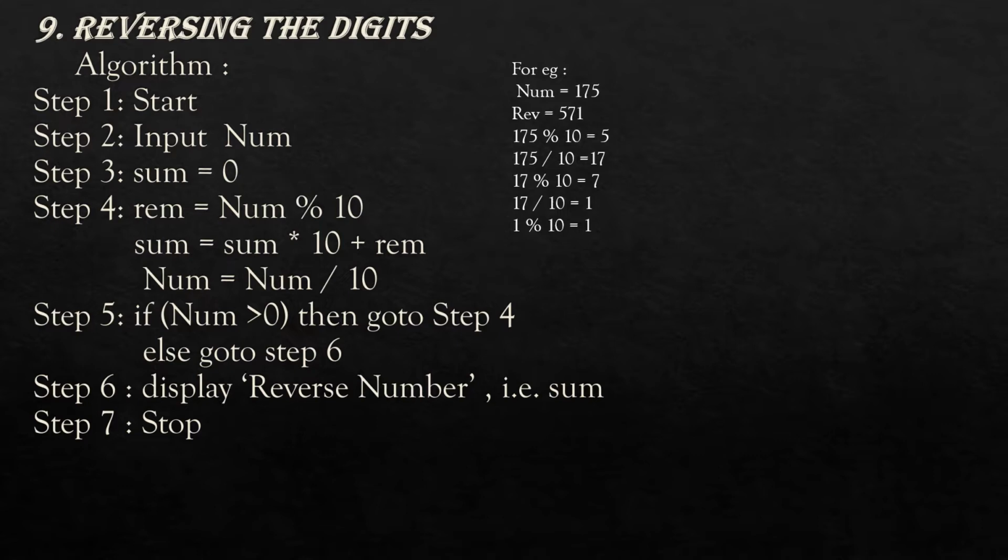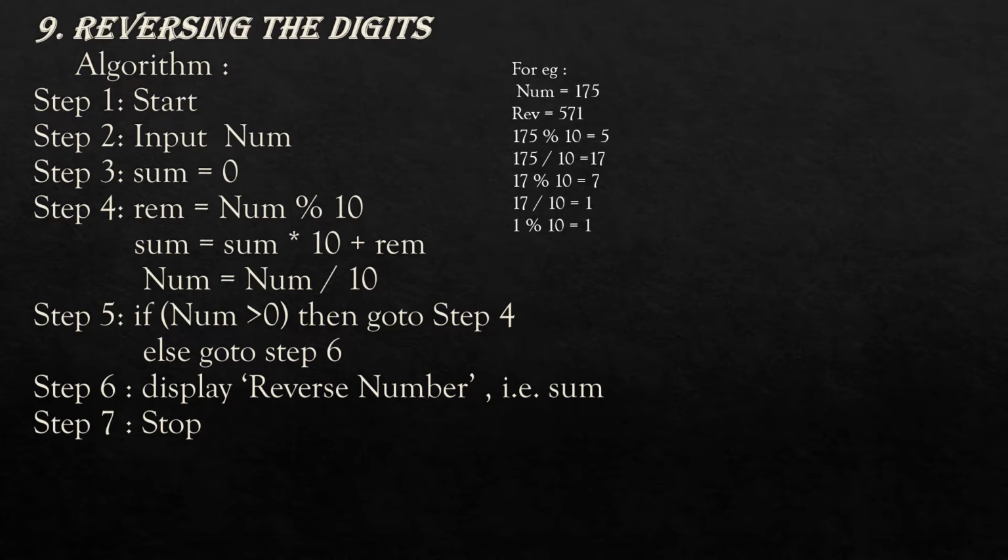Now remainder equals num mod 10. Now 17 mod 10 will be 7. 7 will be stored in the remainder variable. Now sum equals sum into 10 plus remainder. Now sum is 5 into 10 plus 7, so the answer will be 57. 57 will be stored in the sum variable. Num equals num divided by 10. Num is 17, 17 divided by 10, so the answer will be 1.